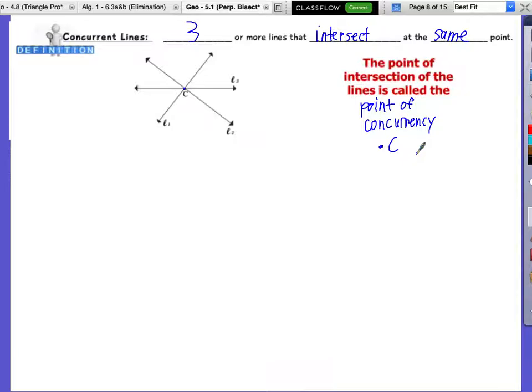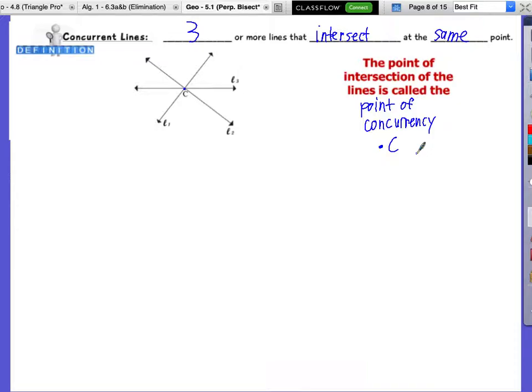Is it always labeled as point C? That's just what it is in this one. It doesn't always have to be point C. It's just C in this example. It can be any point. In this case, it's just point C. Questions on this idea of concurrent lines?